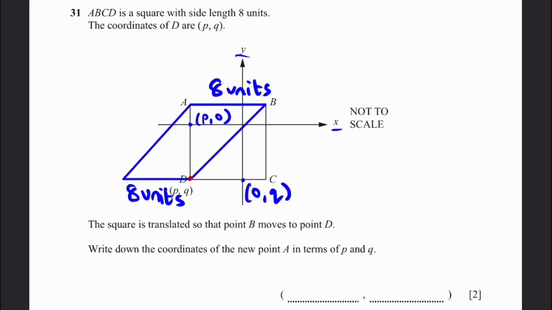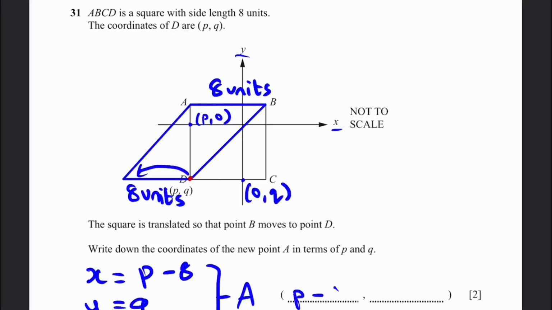Using this concept, when we move 8 units to the left, the x value will get lesser by 8 units. So x equals P minus 8, and y is still the same because they're still on the line y equals Q. So y is always equal to Q there. And the coordinates of point A are these two here. This makes point A. So let's write that down. X equals P minus 8, y equals Q. The answer is P minus 8, Q. And that's the end of the paper.